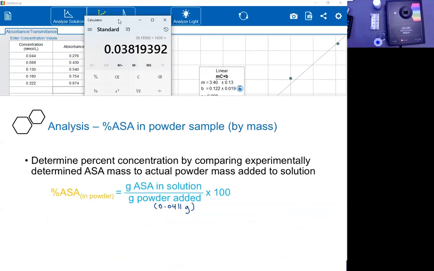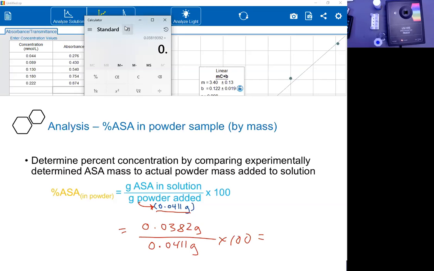Next, I'm going to figure out what percent of the powder was actually acetylsalicylic acid. All I have to do to solve that is get the grams in solution that we just calculated, which was 0.0382 grams, divide by the powder added. I remember earlier I wrote down those values. I took the masses before we came online here. So 0.0411 grams is what I got out of my balance. And if I divide this by 0.0411 and multiply that by 100, we get 92.9%. So that's just how much of the powder was acetylsalicylic acid. I'm going to write that down real quick.